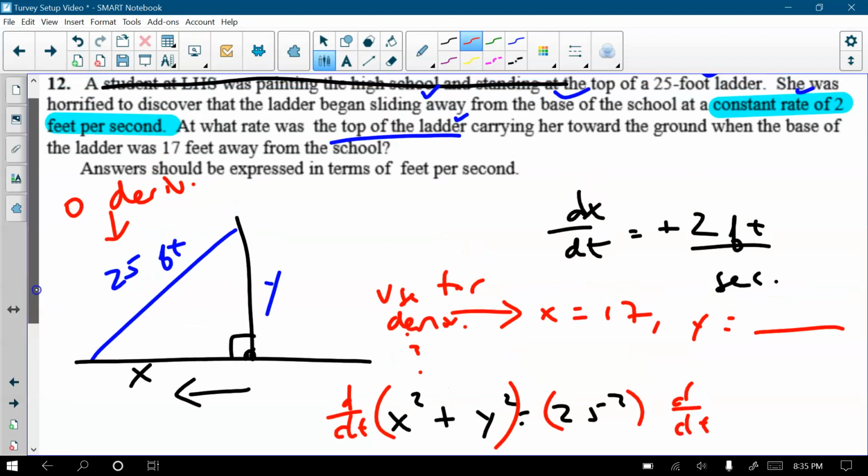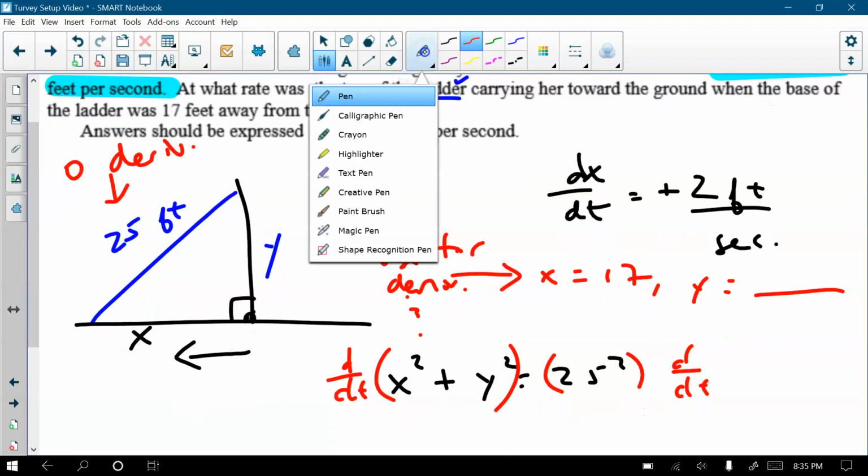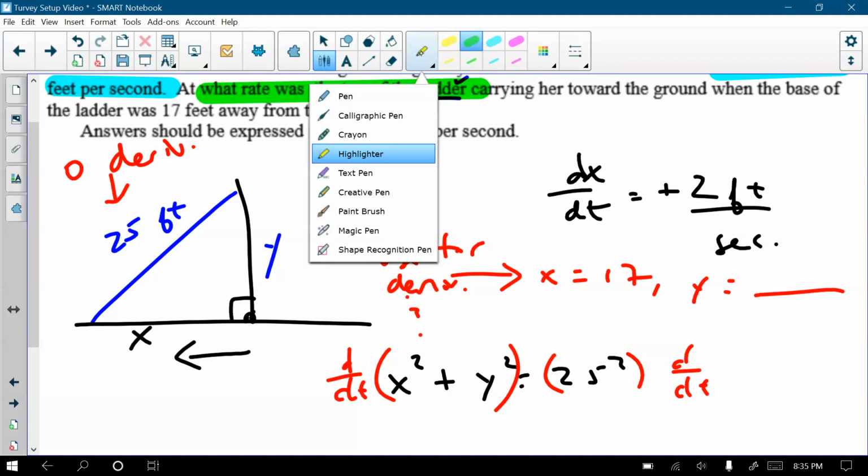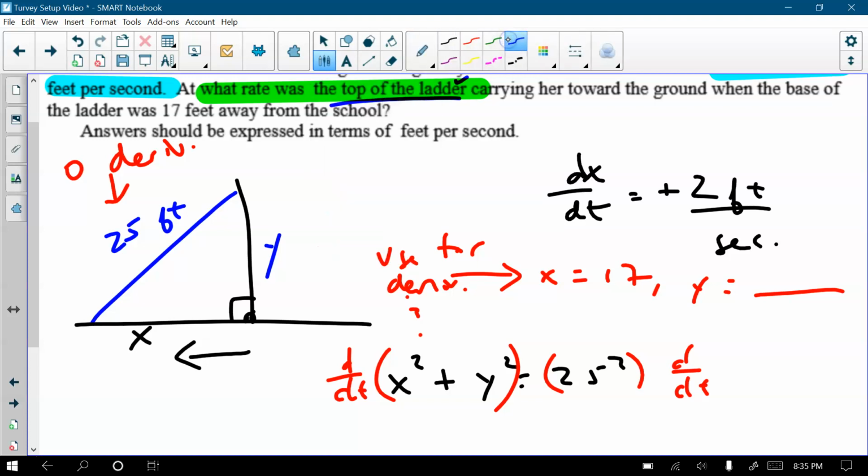I did not take care of this last part. I think I've been dropping the ball on that in both problems. I get so excited I miss the point of what I need to do. The rate at the top of the ladder is going to be dy/dt. I am looking for dy/dt.